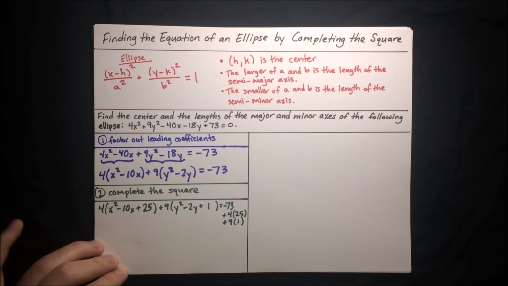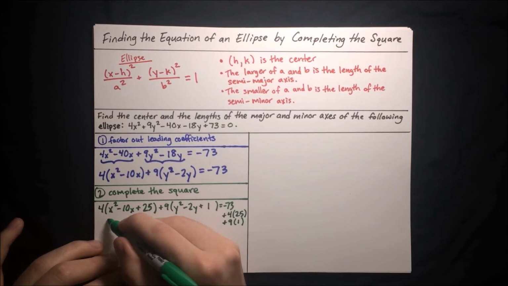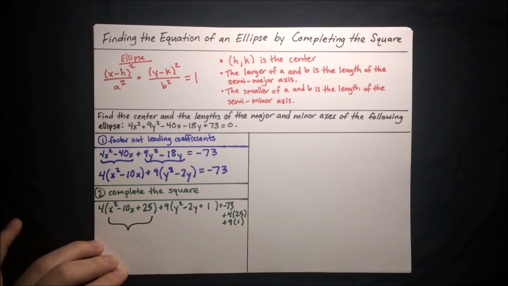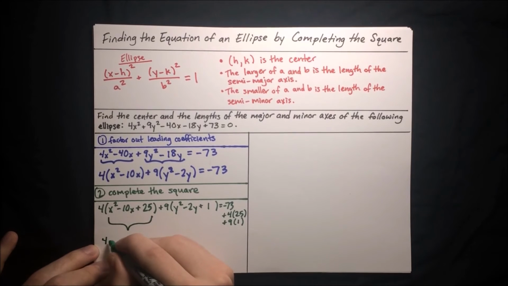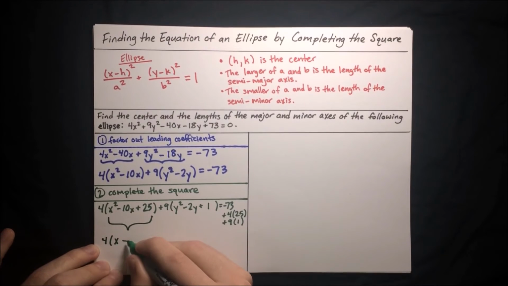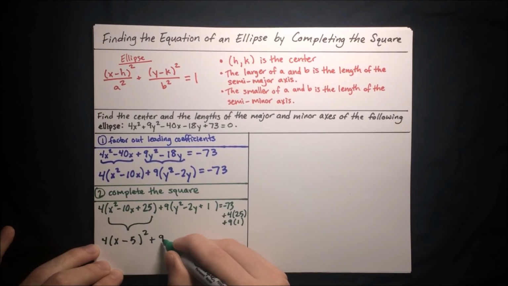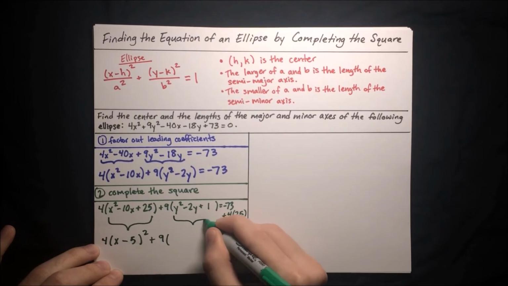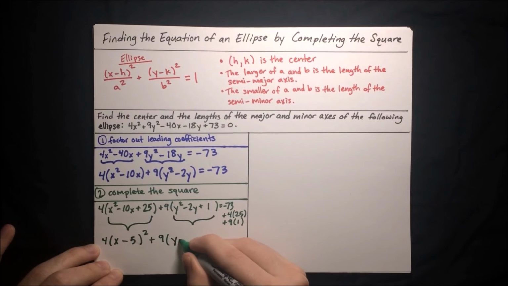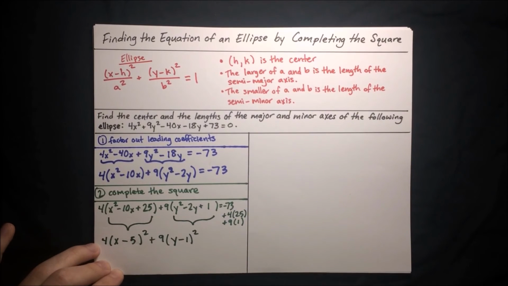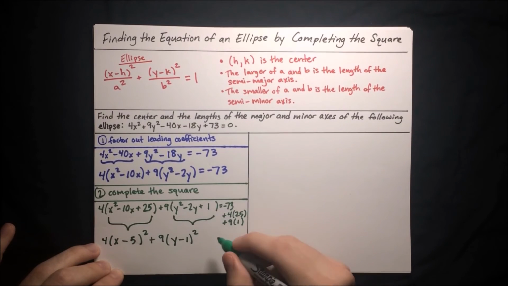All right, so now let's go ahead and finish completing the square. So take these terms here, the x squared minus 10x plus 25. That is now a perfect square. That's the perfect square x minus 5 squared. And then for the y terms, this is also a perfect square. It's the perfect square y minus 1 squared. And if you add up all this stuff on the right-hand side, you should get 36.